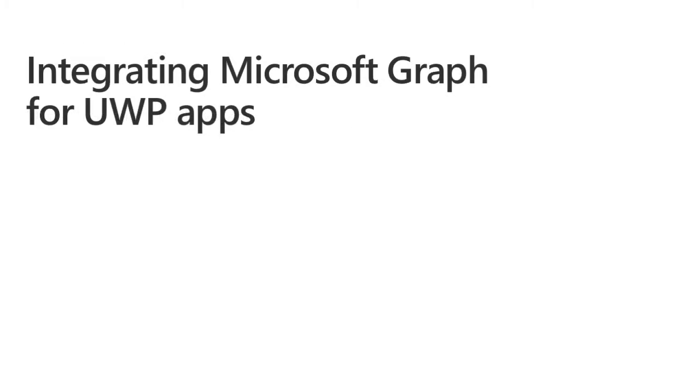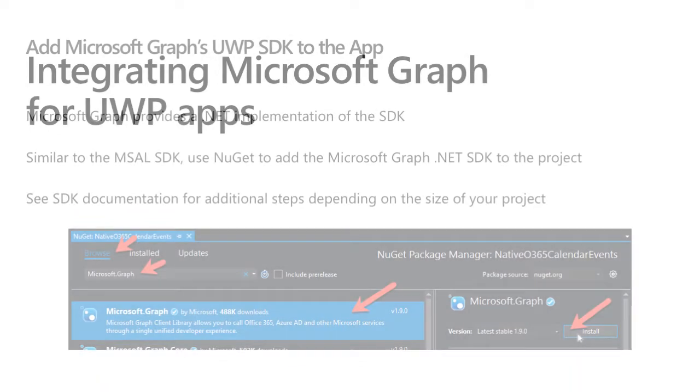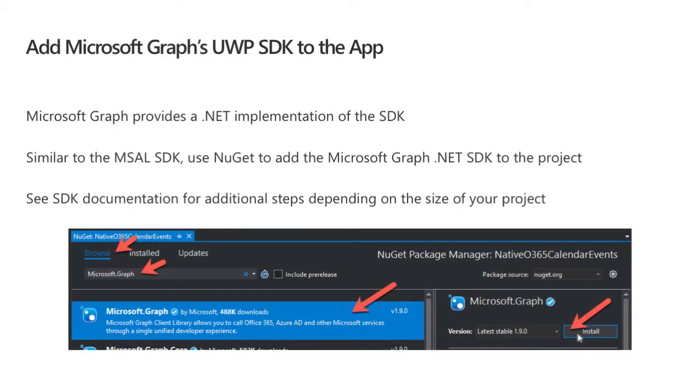So how do we integrate the Microsoft Graph for UWP applications into our app? We're going to do this using NuGet. So just like the Azure AD MSAL.NET SDK, the Microsoft Graph team provides a .NET SDK for .NET apps that works with the UWP applications. So here I've just done a search inside of Visual Studio's NuGet Manager for the Microsoft Graph, and I'm going to select it and click install to install that into my app.